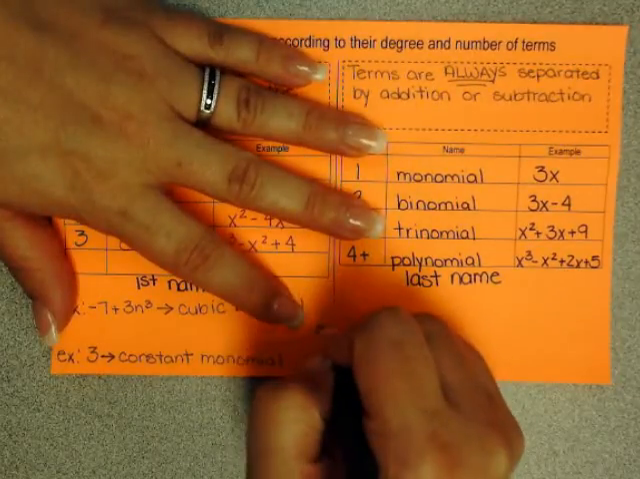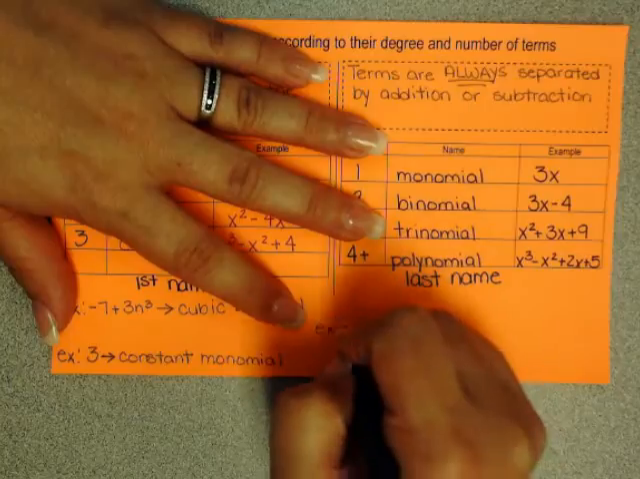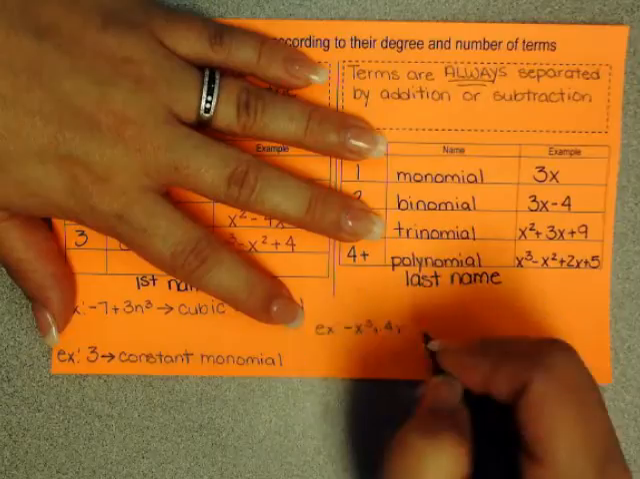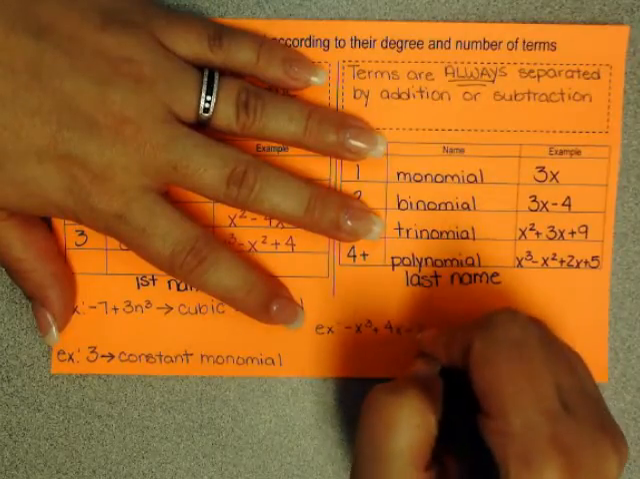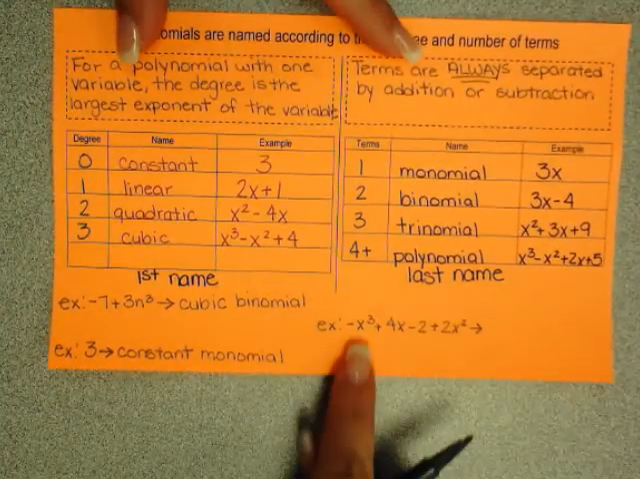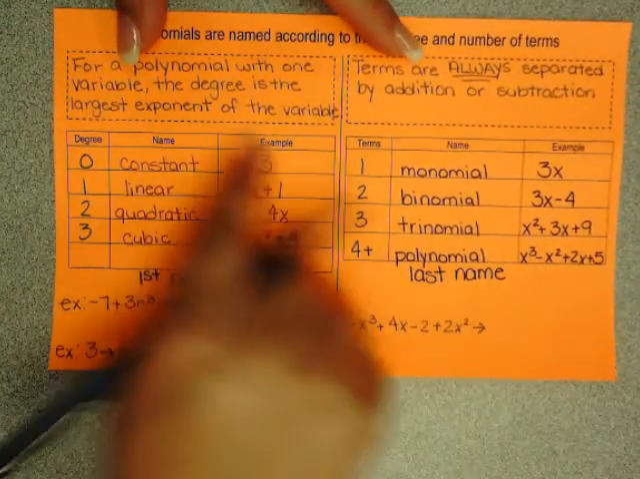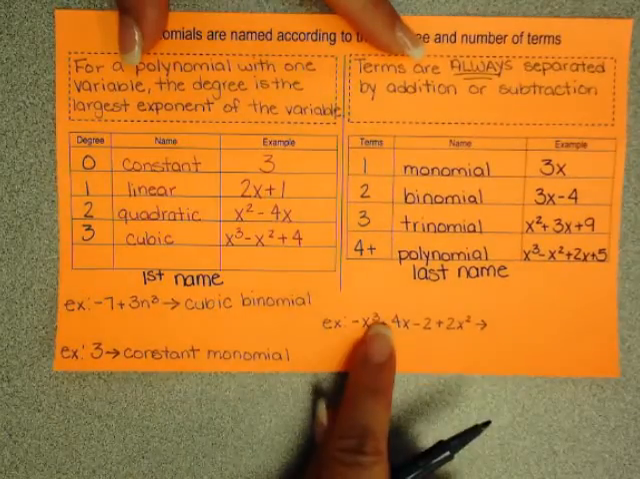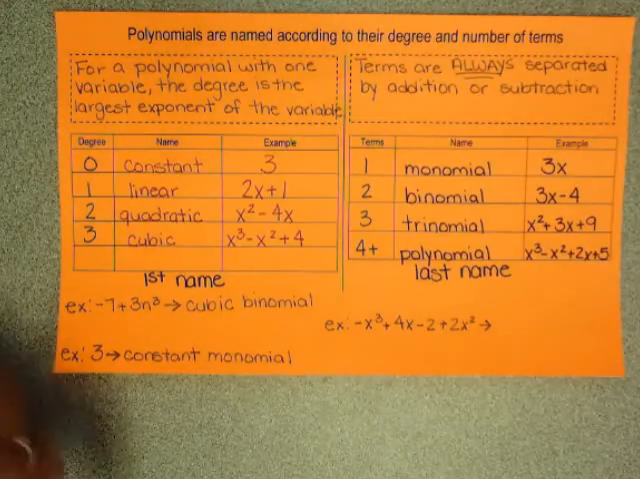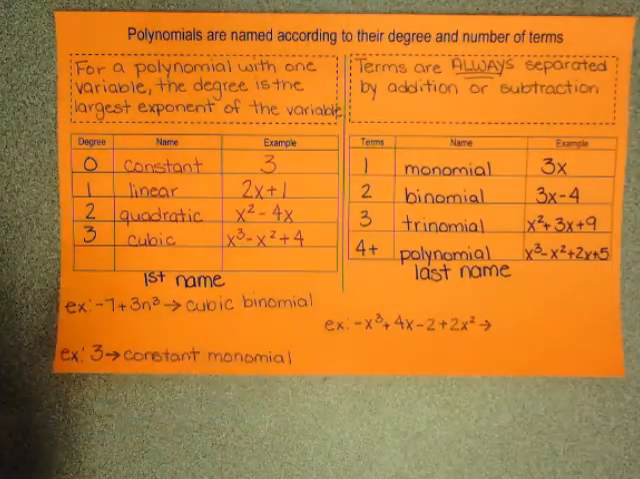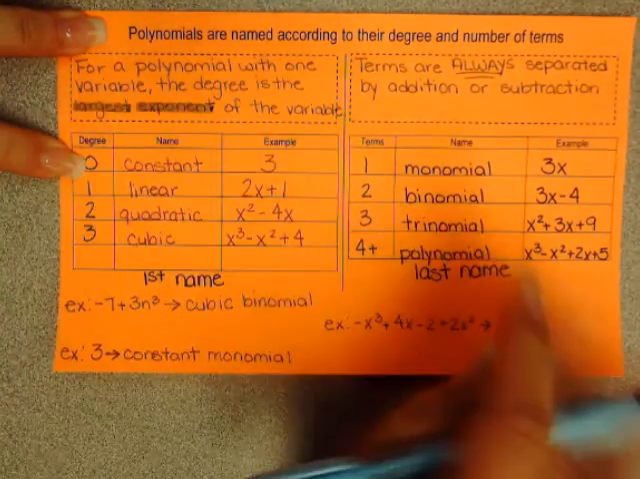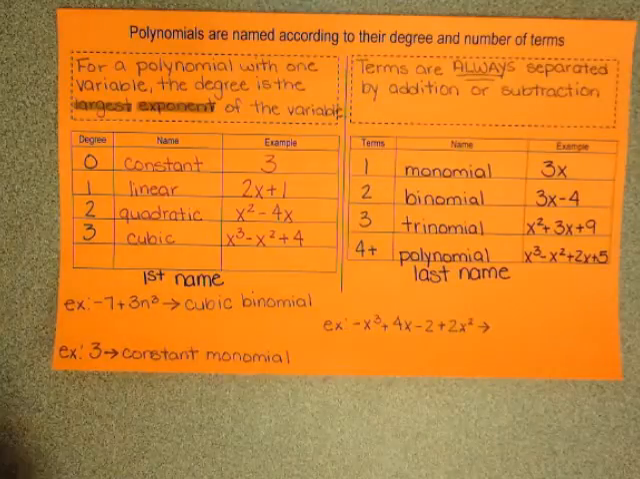And our last example for this foldable is negative x cubed plus 4x minus 2 plus 2x squared. Okay? So again, first we need a first name. If I'm looking at the largest exponent, if you have a highlighter nearby, let's highlight that so we know what we're talking about, that's very important. Largest exponent.